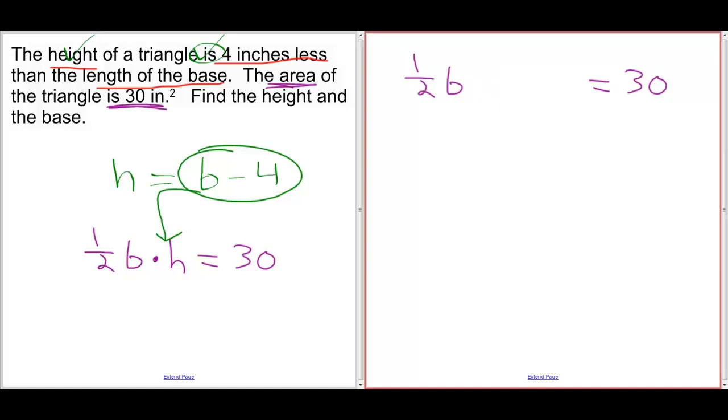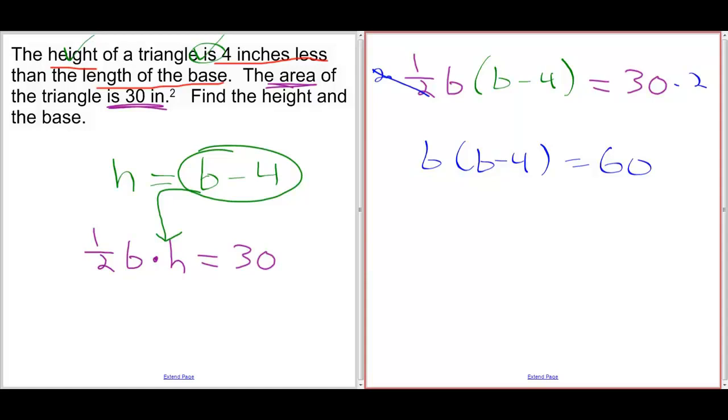And then we're going to need to do anything we can do to expand this and make sure it equals 0 and try to solve it. So usually you have to expand it first. I see the 1/2 there. I'm going to get rid of the 1/2 by multiplying by 2. 1/2 times 2 goes to just 1 and cancels out. And 30 times 2, because I have to do it to both sides, gives us 60. So I got b times b minus 4 equals 60.